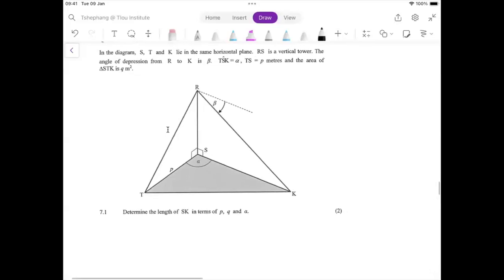In the diagram, S, T, and K lie on the same horizontal plane. RS is a vertical tower. The angle of depression from R to K is beta, and angle TSK is alpha. TS is equal to P meters, and the area of triangle STK is Q meters squared. Determine the length of SK in terms of P, Q and alpha. So SK, we're looking for this one now.